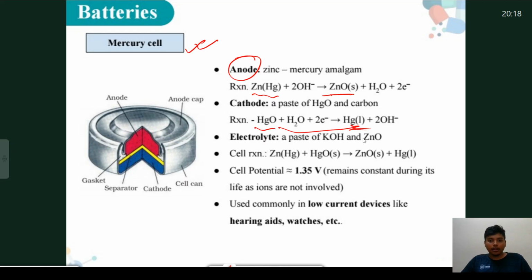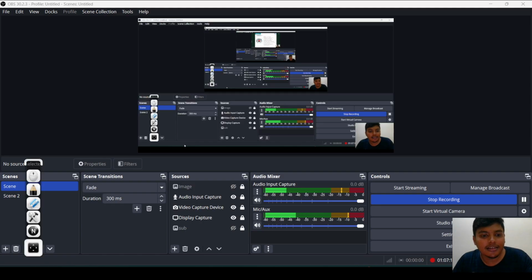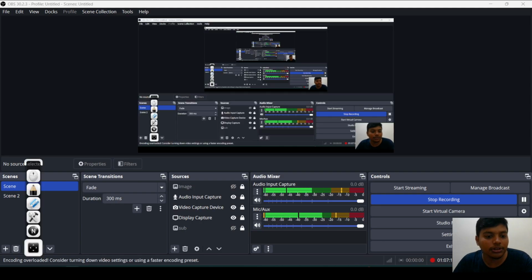Clear or not? And why can't you recharge it? Because it is a chemical reaction. You can't go back, right? The cell potential is 1.35 volts. We use it in low current devices like hearing aids and watches. Many watches have this kind of cell. If I show you, you will say, sir, I saw this cell.